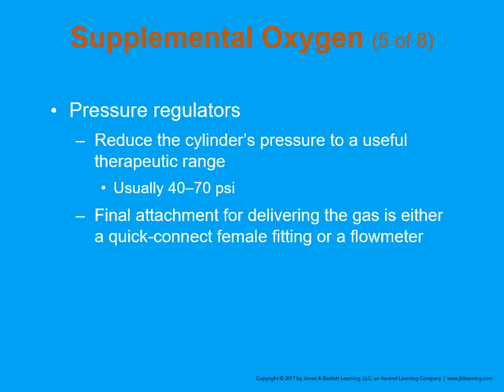Pressure regulators. Pressure regulators reduce the cylinder's pressure to a useful therapeutic range for the patient, usually 40 to 70 psi. After the pressure is reduced to a workable level, the final attachment for delivering the gas is one of the following: a quick connect female fitting that will accept a quick connect male plug from a pressure hose or ventilator, or a flow meter that will permit the regulated release of gas measured in liters per minute.